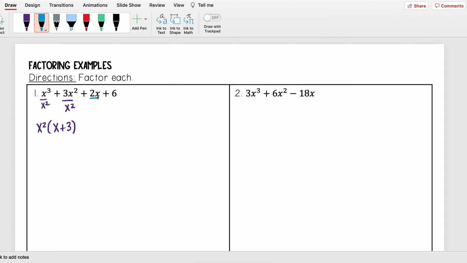And so the GCF of 2x and 6, well, I see a 2 can go into both, but not x because 6 doesn't have an x with it. So I'm going to put my GCF out in front, and then 2x divided by 2, I get x. 6 divided by 2, I get 3. And I see I have the same binomial here, so I know I did it right. So that means I'm just going to take my 2 GCFs out in front, put them in their own parentheses, and then have x plus 3.